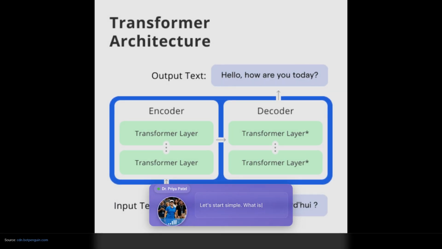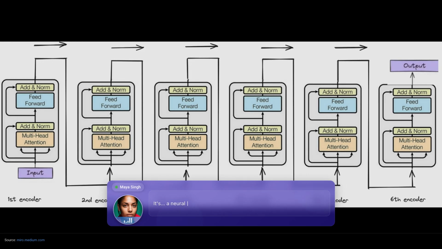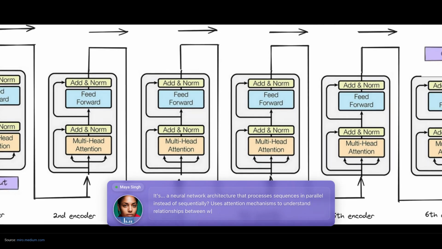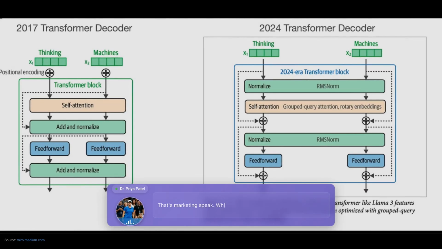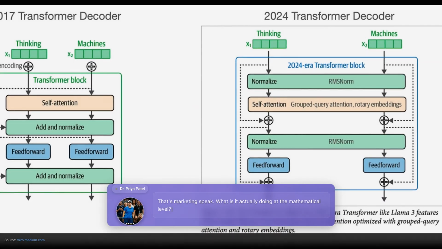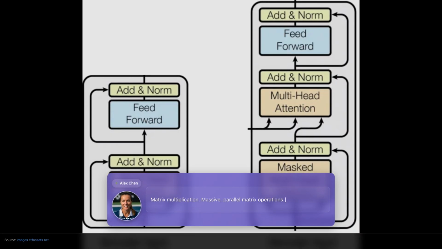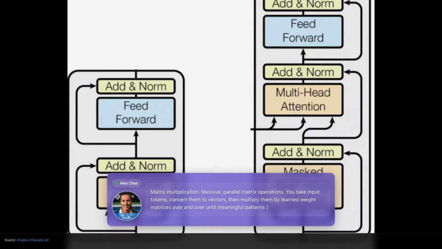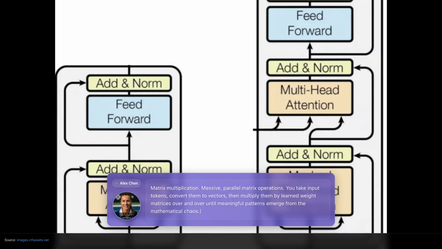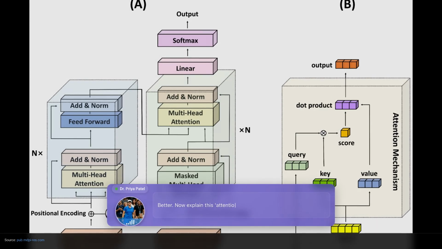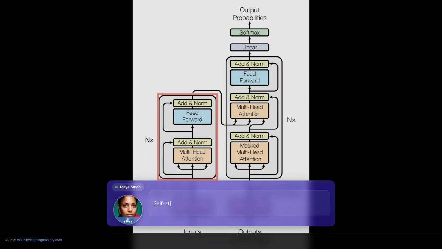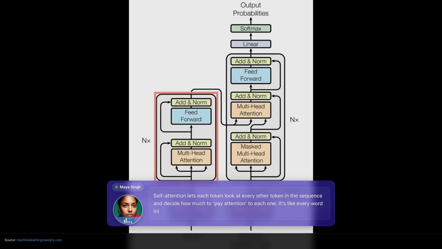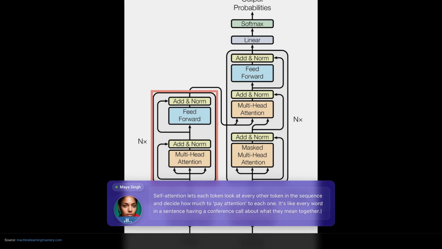Let's start simple. What is a transformer? It's a neural network architecture that processes sequences in parallel instead of sequentially, uses attention mechanisms to understand relationships between words. That's marketing speak. What is it actually doing at the mathematical level? Matrix multiplication, massive parallel matrix operations. You take input tokens, convert them to vectors, then multiply them by learned weight matrices over and over until meaningful patterns emerge from the mathematical chaos. Better, now explain this attention mechanism everyone obsesses over. Self-attention lets each token look at every other token in the sequence and decide how much to pay attention to each one. It's like every word in a sentence having a conference call about what they mean together.